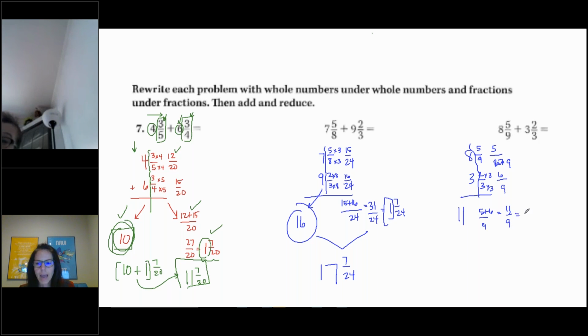9 goes into 11 one time with 2 left over. Okay, so we had 11 boxes. We just filled one more box, and then we have just a couple left in that extra little box. So how many full pizzas do we have? 12. And then 2 9ths. Yeah, because you can't reduce 2 9ths.